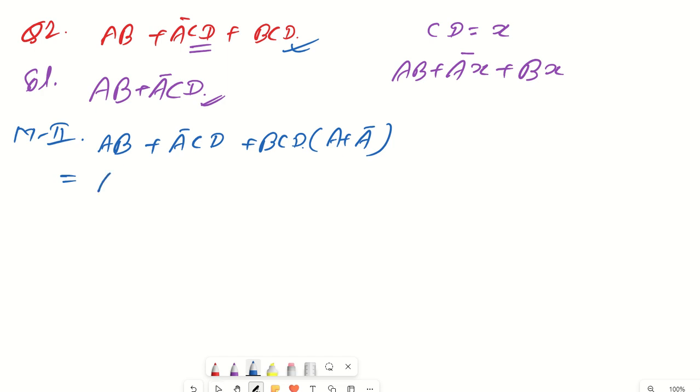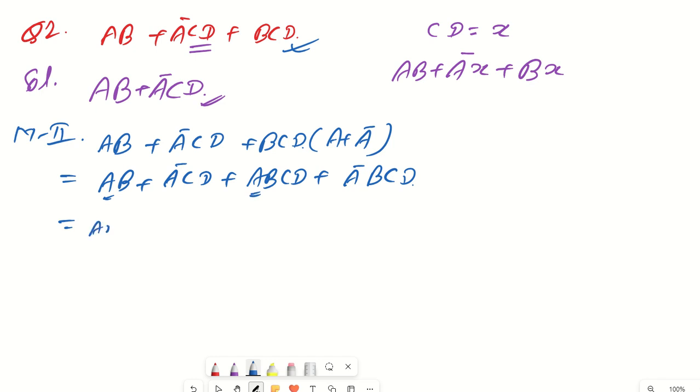So I'm going to do that: AB plus A bar CD plus, I'll just multiply it, so it is going to be ABCD plus A bar BCD. Okay. Now I can take AB common from this term and this term. So can I write it down? AB multiplied by 1 plus CD plus, I can write down A bar C also common from this term and this term. So I can write it down as A bar C D into 1 plus B.